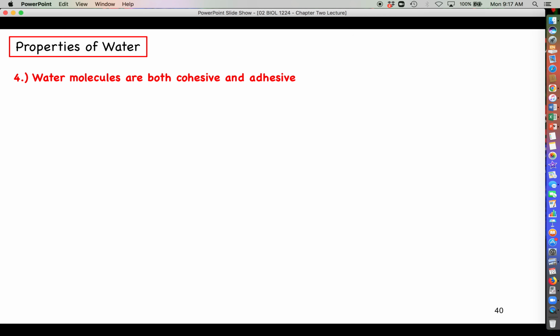Okay, so with that sidebar out of the way, let's talk about the other properties of water. Number 4, water molecules are both cohesive and adhesive. If those two adjectives sound very similar to each other, it's because they are very similar, but they are two different definitions that we're going to have to distinguish from each other. When water acts as a cohesive, that means that water molecules are clinging to each other, which is something that we're already familiar with. And we know this is the case because water molecules hydrogen bond to one another. So water molecules are cohesive because of hydrogen bonding.